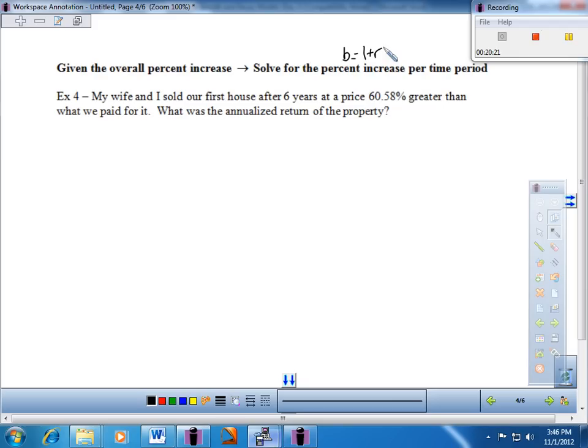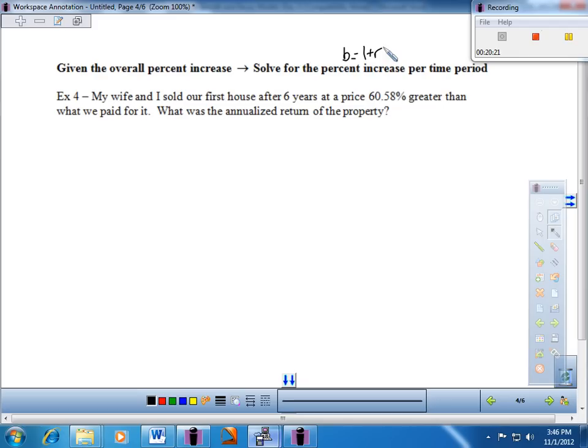So my wife and I bought our first home, 1998 as a matter of fact, and sold it in 2004. And so after 6 years, it was at a price 60.58% greater than what we paid for it. And so what was the annualized return of the property?